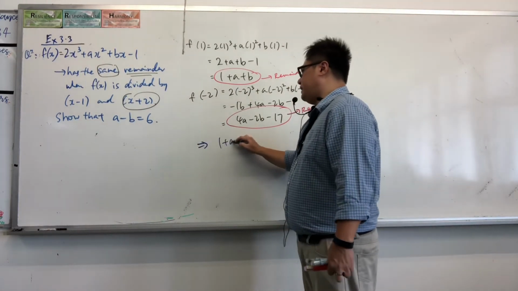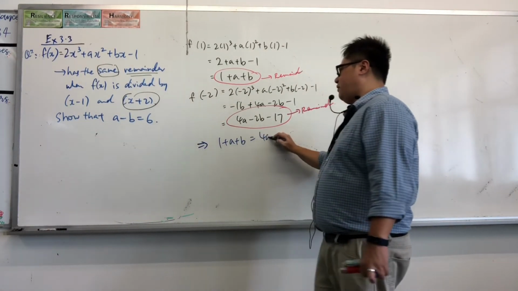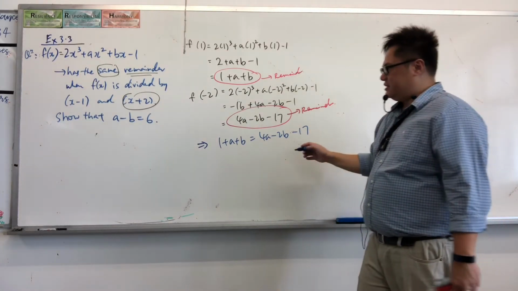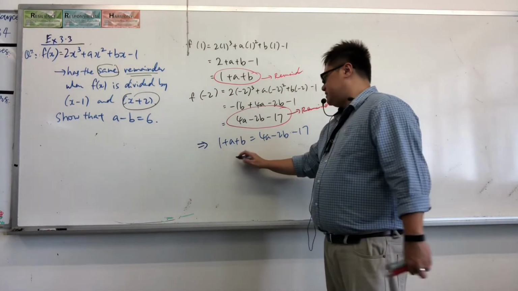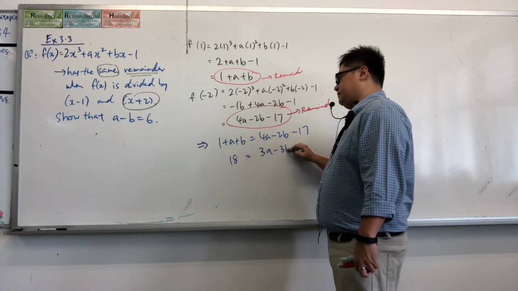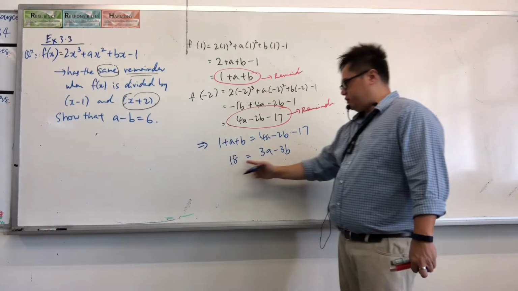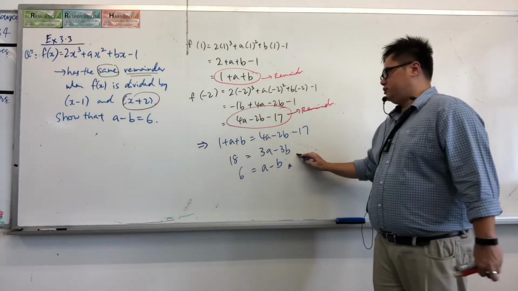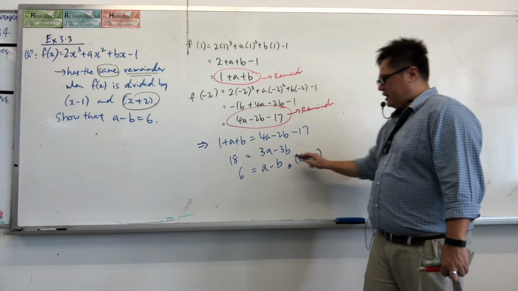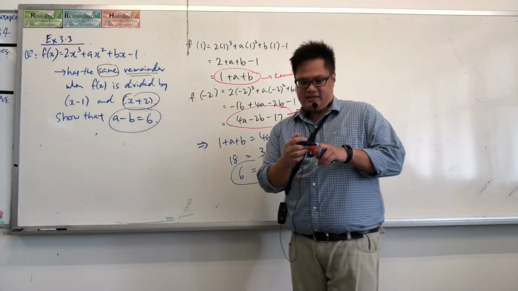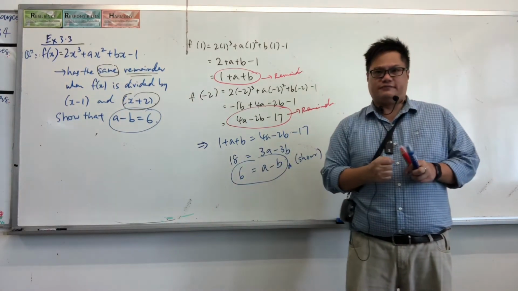Therefore, 1 plus a plus b must be 4a minus 2b minus 17. Okay? So we tidy this up. Bring over, this is 18 equals 3a minus 3b. Divide throughout by 3, a minus b equals 6. Isn't this what I'm required to show? See, exactly the same. Okay, is this very difficult?